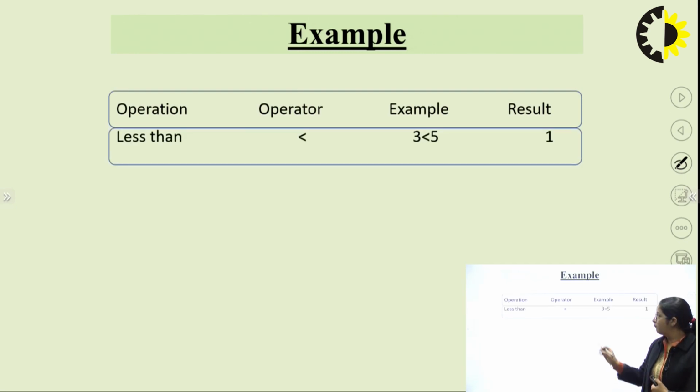Now in relational operators, we get the output in the form of 1 or 0. 1 means you get a true value.